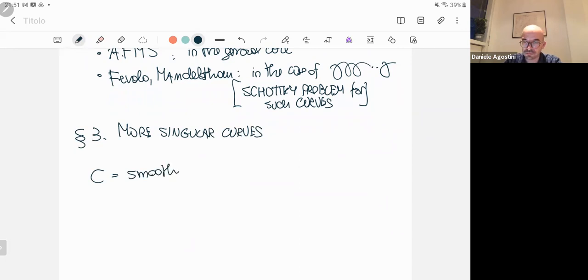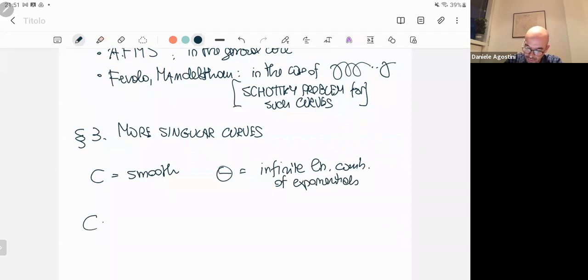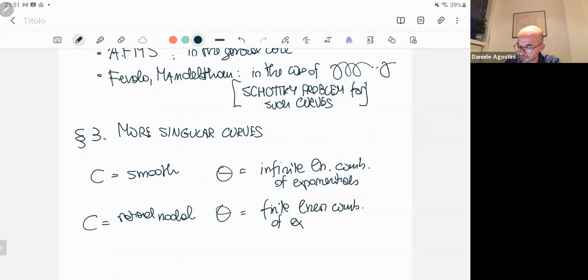When C is smooth, then theta is an infinite linear combination of exponentials. When C is rational nodal, so more singular, theta is a finite linear combination of exponentials.